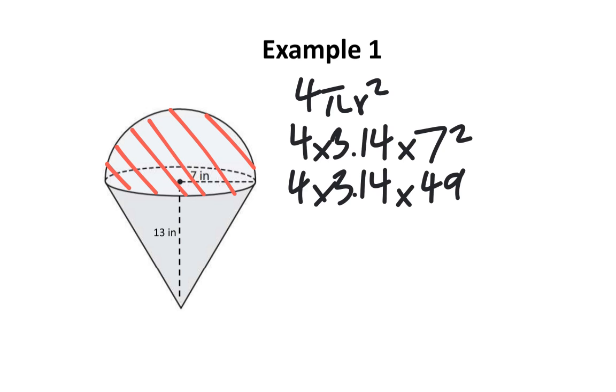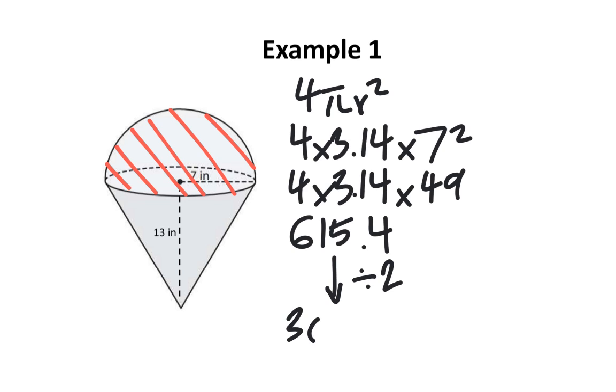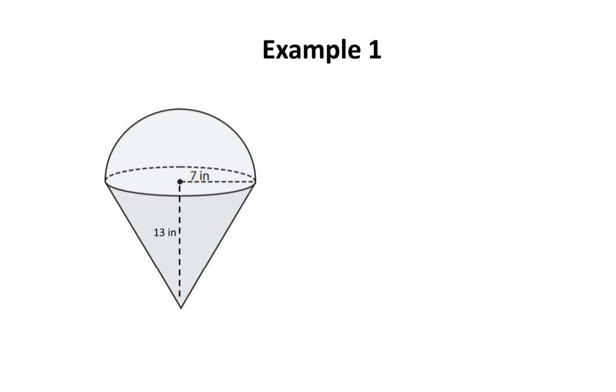At this point, you can multiply these numbers, which equals approximately 615.4. However, this is a half sphere, which means I'm going to take this number and divide it by 2, which gives me 307.7 inches squared. Next, I'm going to focus on the side of the cone. This is that slice of pizza I talked about earlier. To find the area of this shape, we're going to need to know the slant height.